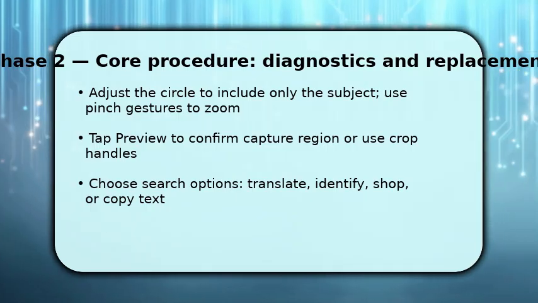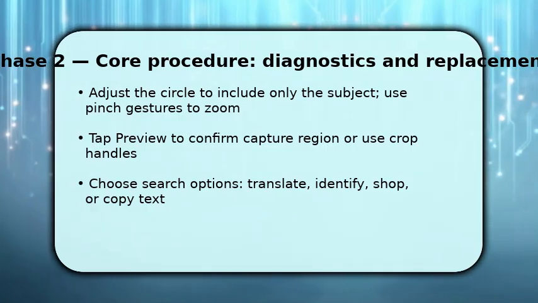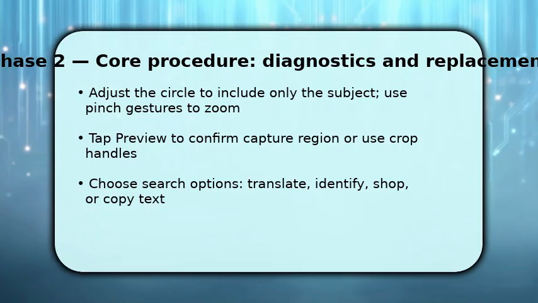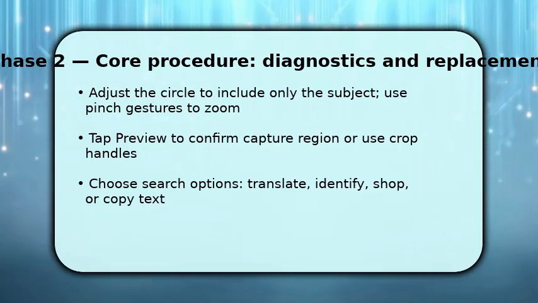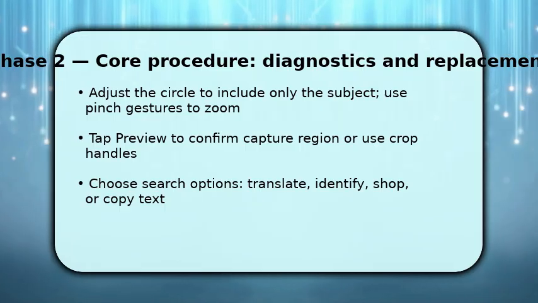If you need text only, choose text mode to get selectable text. Otherwise, use identify or shopping to find products or similar images. Make choices to narrow results.